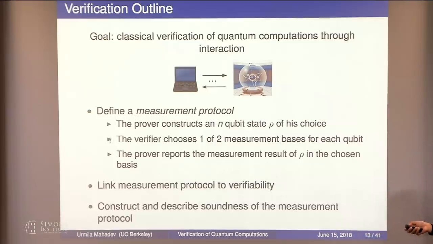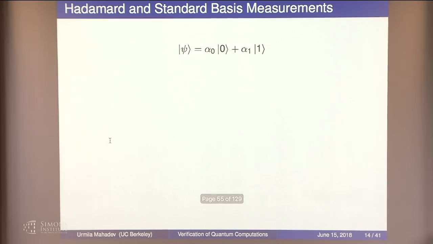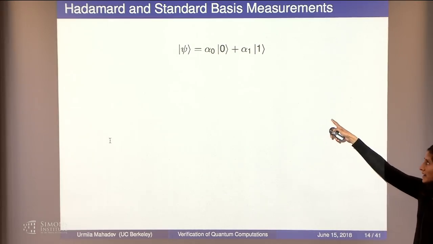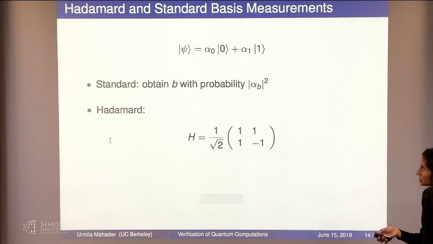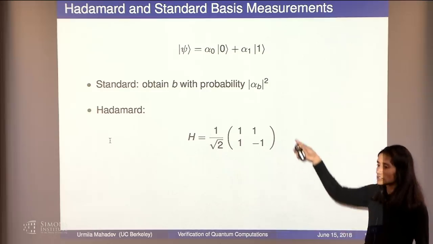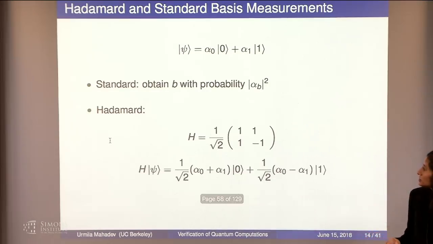Okay, before I get into the measurement protocol, I'll just remind you about standard and Hadamard basis measurements, because I'll be using those. So if you start with a single qubit state psi, a standard basis measurement results in the bit b with probability alpha_b squared. And a Hadamard measurement consists of applying the Hadamard transform to this state, which results in this, and then measuring in the standard basis.